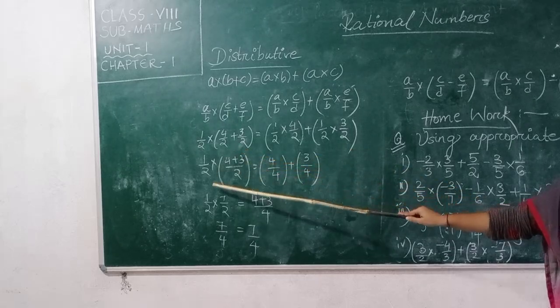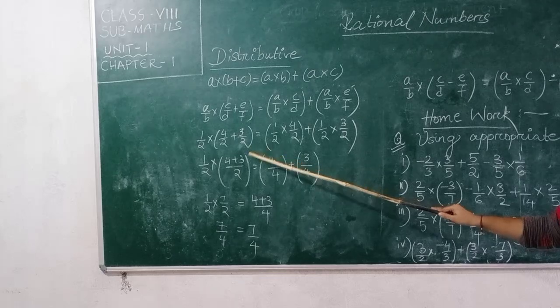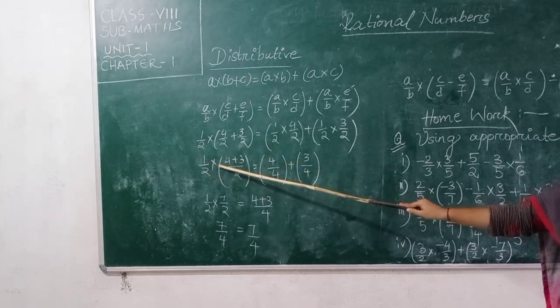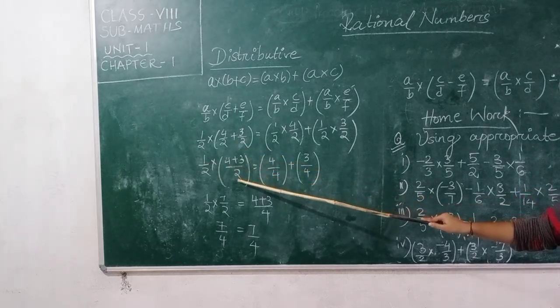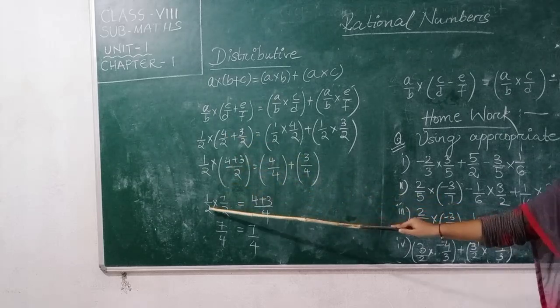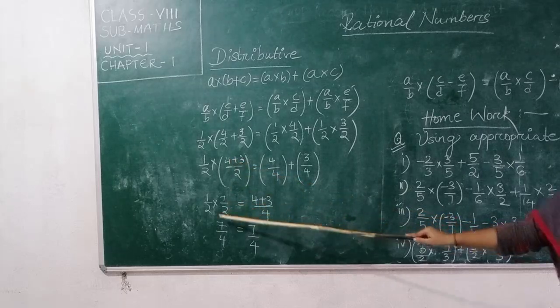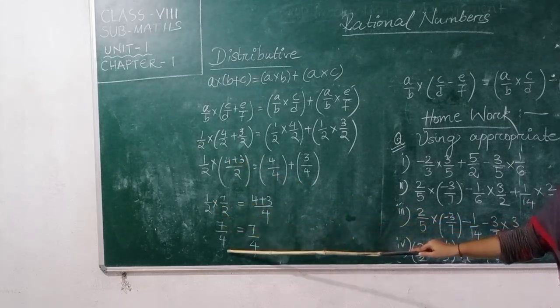So when we solve the LHS, we know that first we should solve the terms which are inside the bracket. So when we solve 1 by 2 into, here take the LCM, which is 2, so the numerator will be 4 plus 3 by 2. So 1 by 2 into 4 plus 3 is 7 by 2. So 1 into 7 is 7, 2 twos are 4, so 7 by 4.